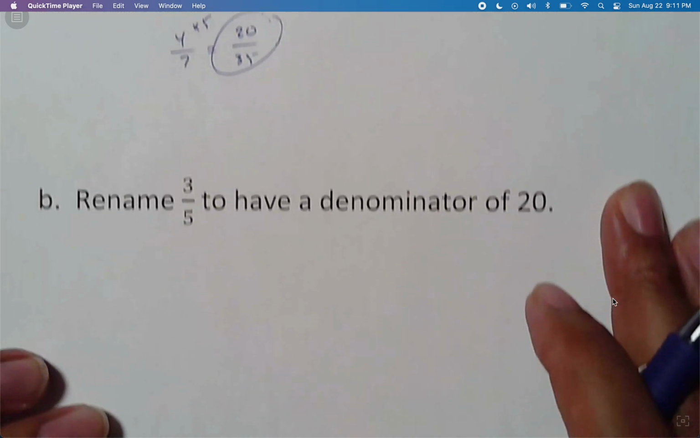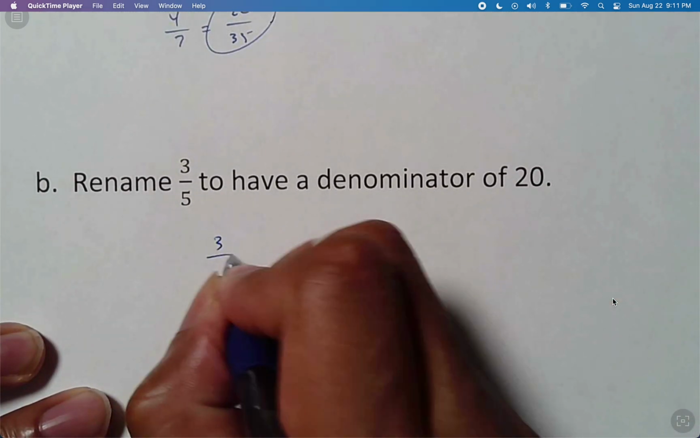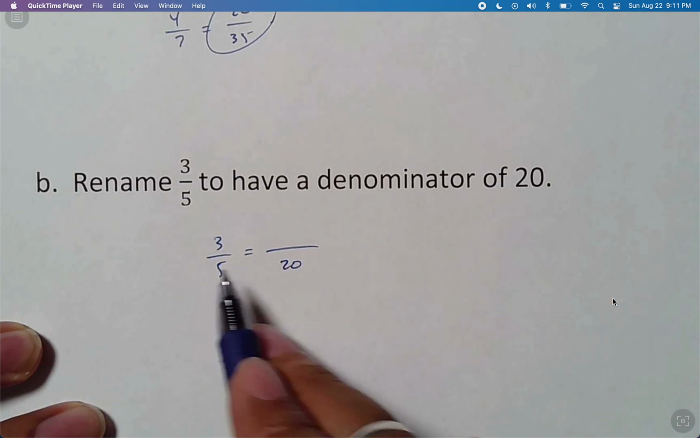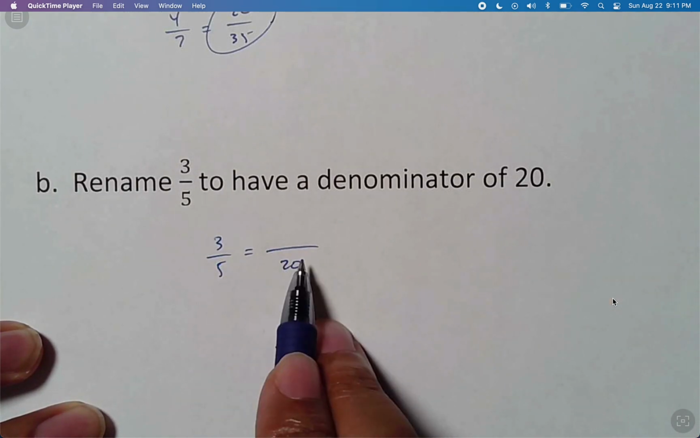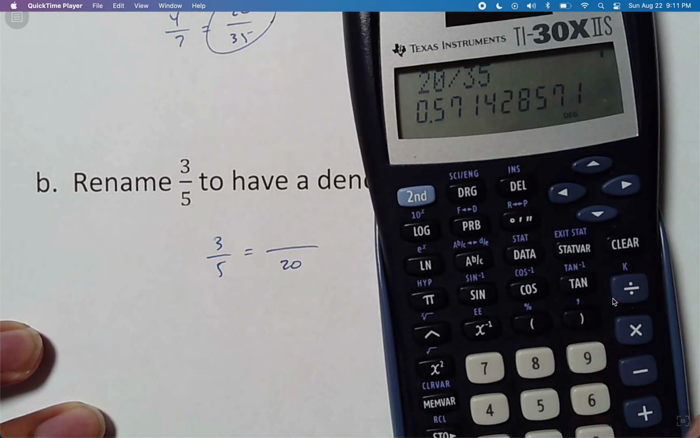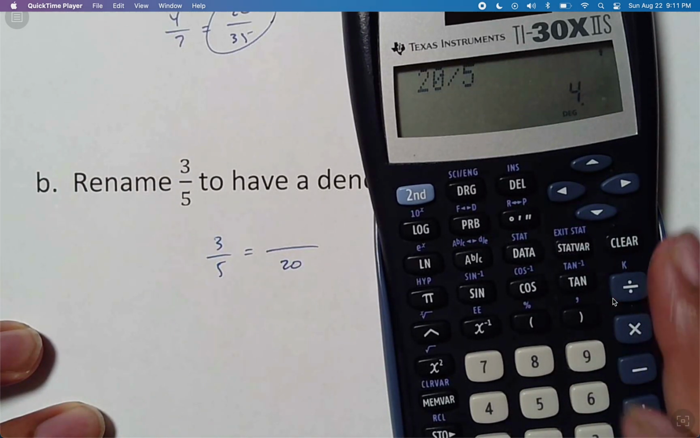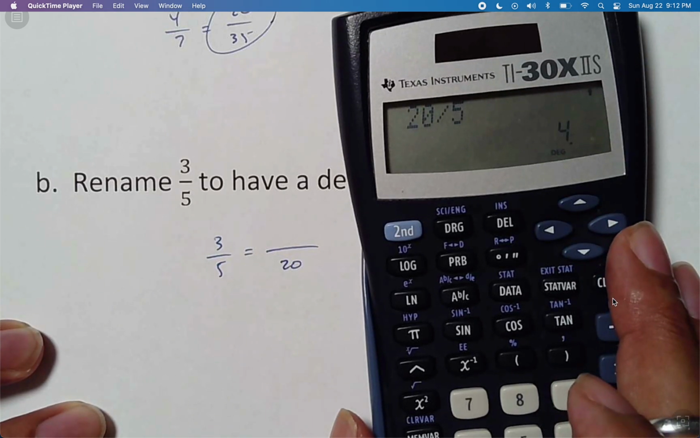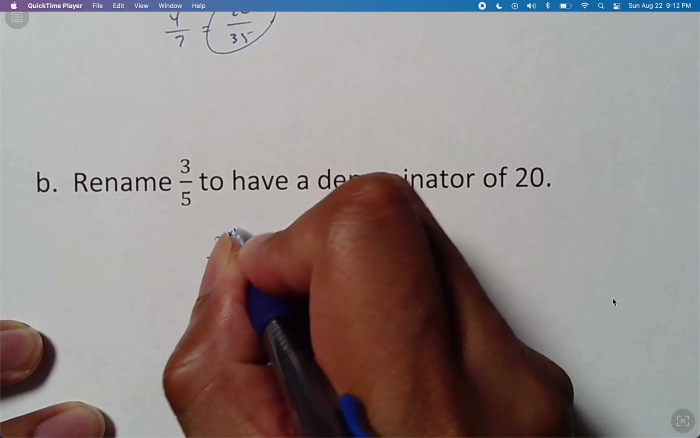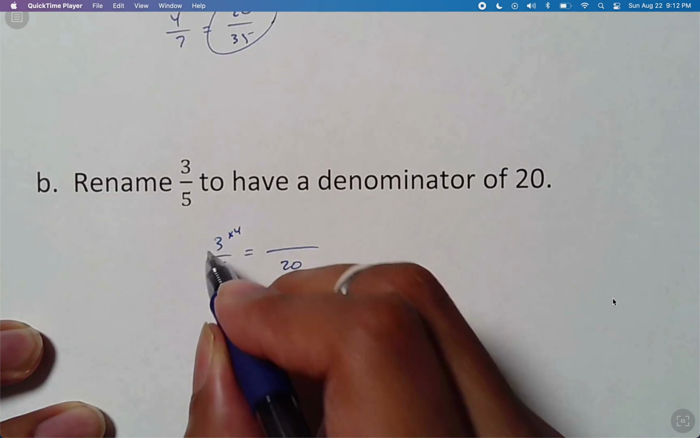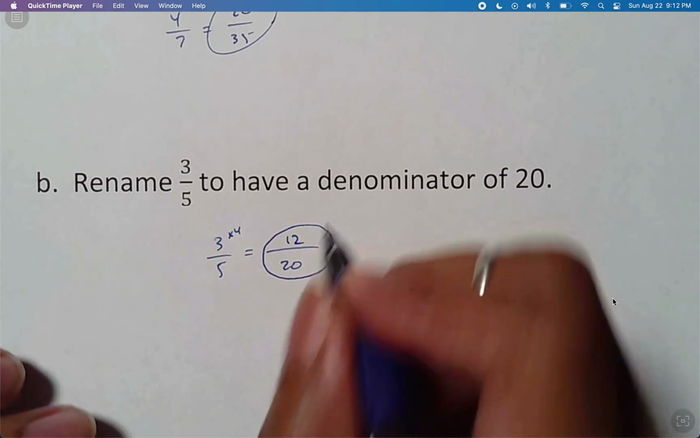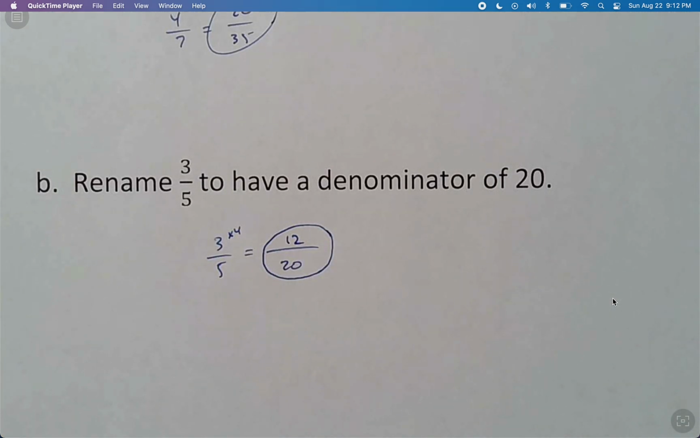Rename 3/5 to have a denominator of 20. So 3 over 5 equals something over 20. The first thing you have to do is figure out what you're multiplying 5 by to make it 20. So what we're going to do is 20 divided by 5, which is 4. Hopefully over time you don't need the calculator, but for right now that's fine. That means I'm going to multiply this by 4. 3, 6, 9, 12 should be my number. 12 is my renamed fraction in that problem.